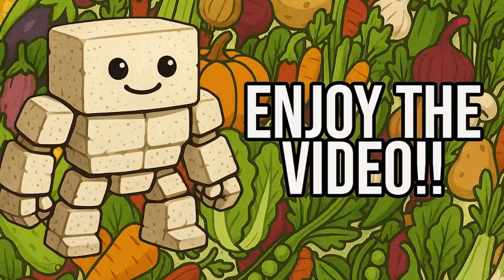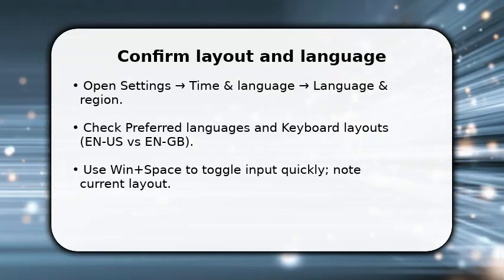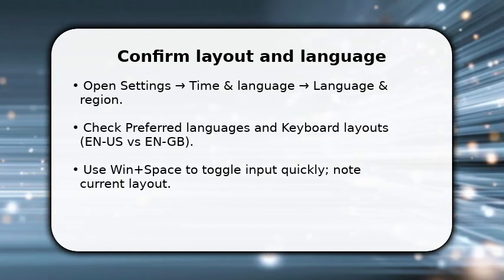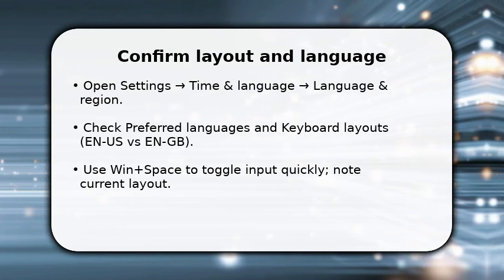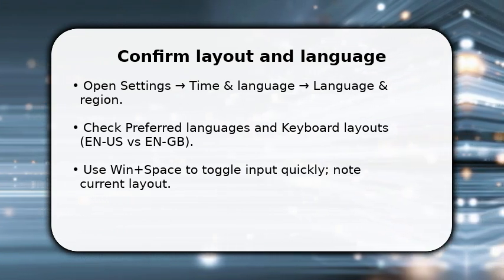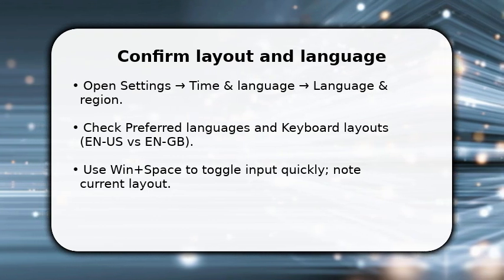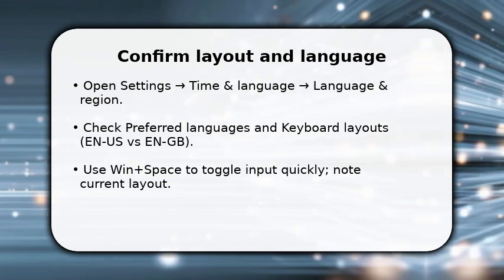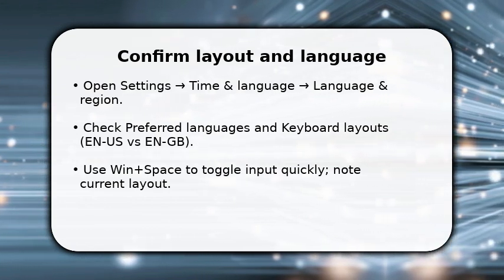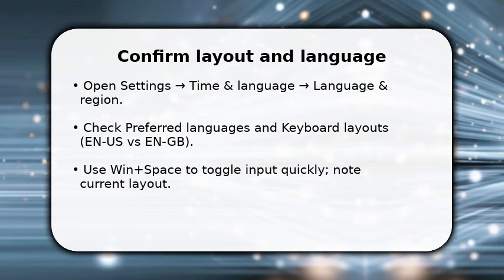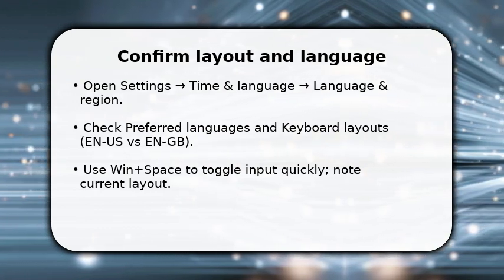Please enjoy the video. You start by verifying what Windows thinks your keyboard is. Open Settings, go to Time and Language, then Language and Region. Once there, check Preferred Languages and click the 3 dots to view keyboard options. You want ENUS for a standard add-on Shift+2 or ENGB for the opposite. Make sure you can toggle with Win plus space and observe the on-screen indicator.